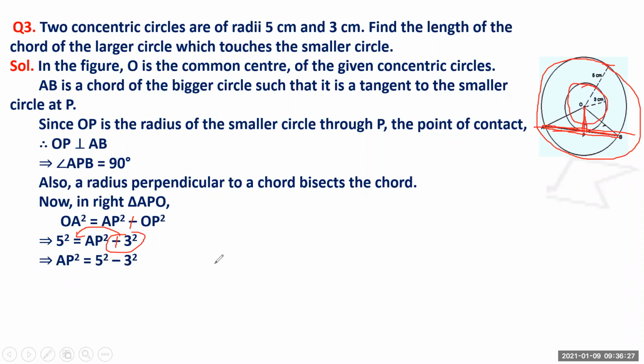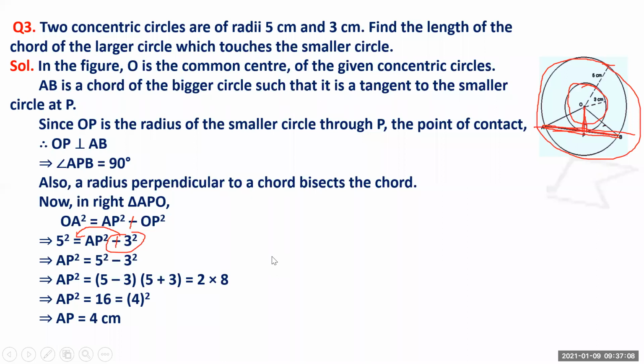So 5 square minus 3 square, what will you get? AP square equals 5 minus 3 into 5 plus 3. Here, I have applied the property of a square minus b square. We'll get 5 minus 3 into 5 plus 3. So 5 minus 3 equals 2, 5 plus 3 equals 8. You get 2 into 8. So AP square equals 16, that is 4 square. So AP equals 4 centimeters.